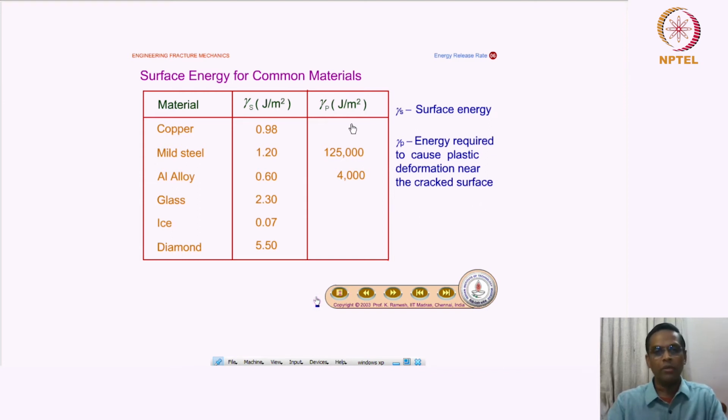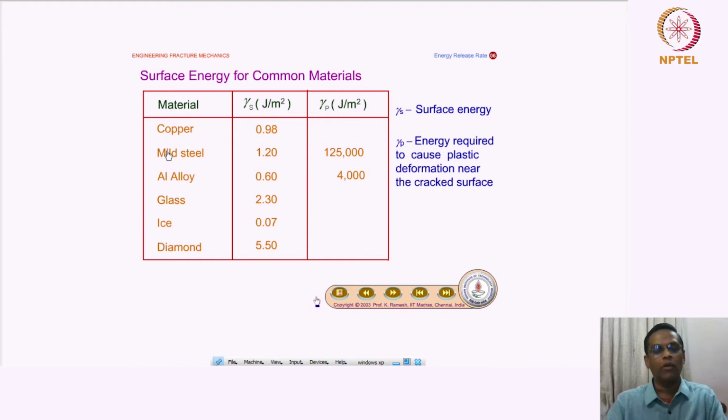This parameter we will use a little later, but nevertheless it is related to surface energy. That's why it is shown here. We will keep it until after Griffith's analysis. Then we will get into Irwin's analysis of the crack problem, where we will use this gamma P.